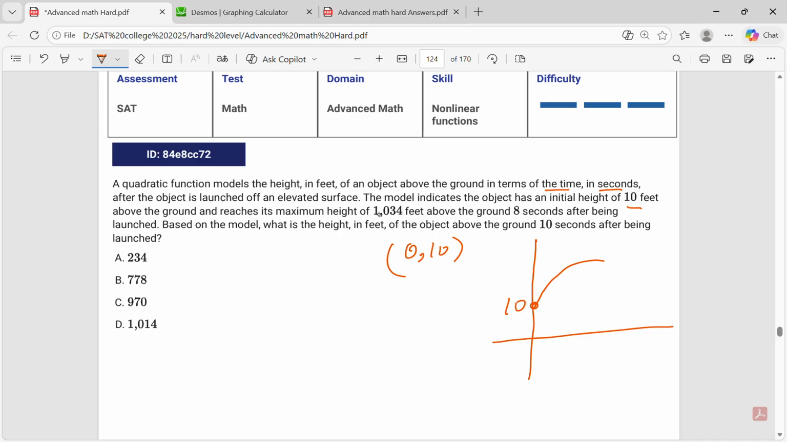And it reaches its maximum height, which is the y coordinate, of 1034 after 8 seconds. Based on this model, what is the height in feet after 10 seconds? We have to find the height after 10 seconds. Since this is a maximum, it means this is the vertex, so we just have to write the vertex form of a quadratic equation.